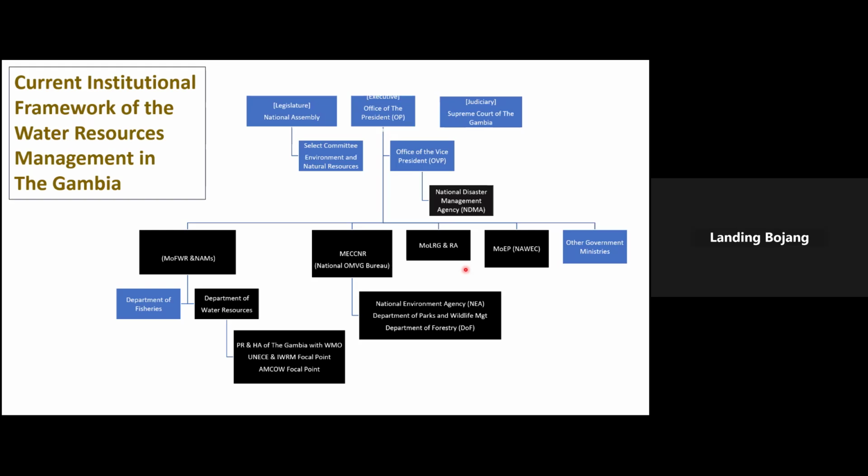of water resource management. Then there is the Ministry of Environment, Climate Change and Natural Resources, which is currently the line ministry for the National OMVG Bureau. This is also a critical ministry in terms of regional cooperation, as well as the Ministry of Lands and Regional Cooperation, which is in charge of the other parts of the country, the regional governors, and also the area councils that are managing the other parts of the country.